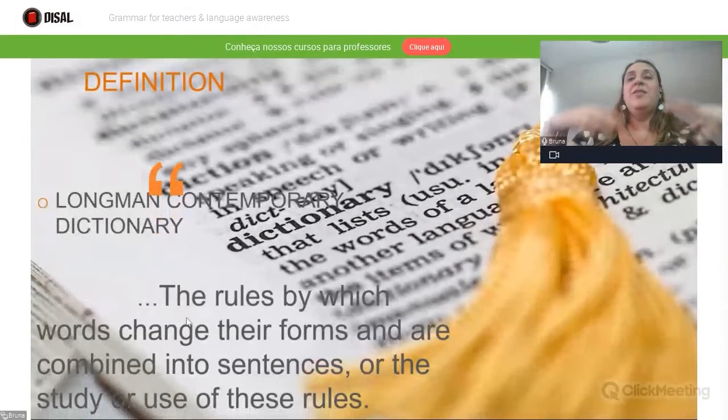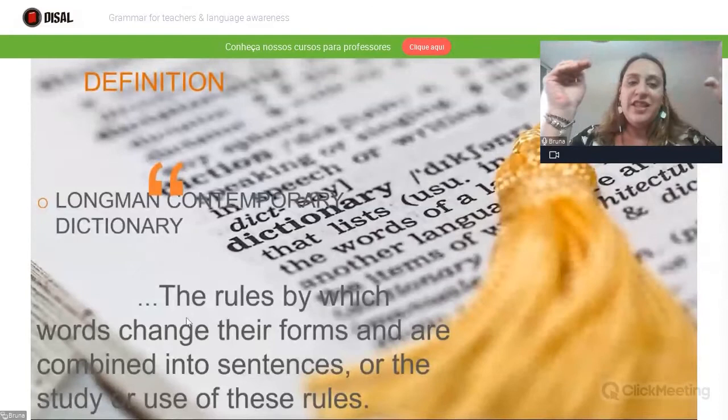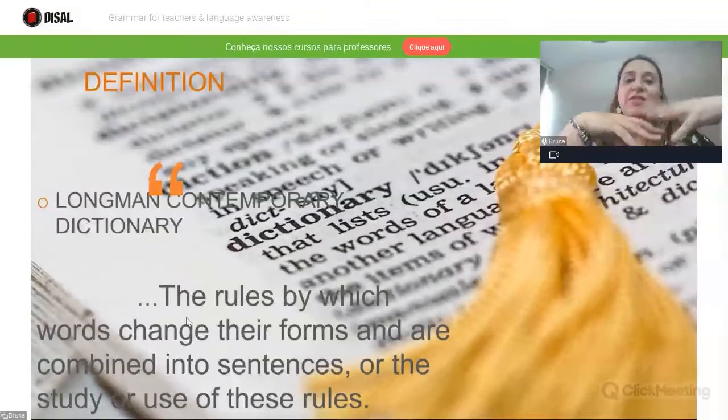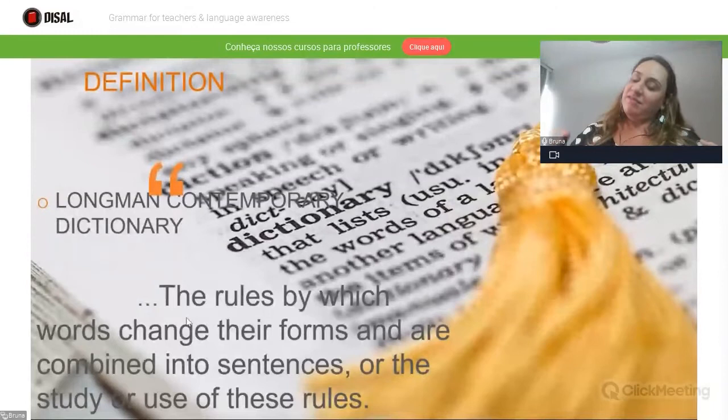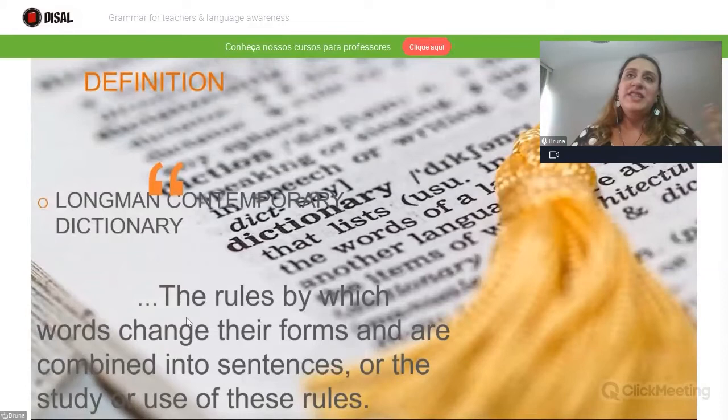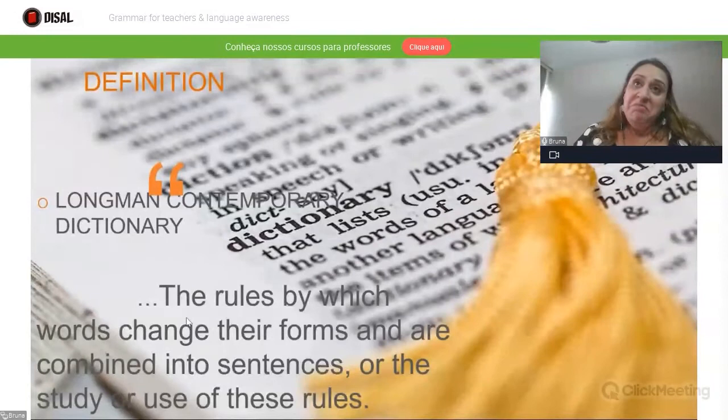The rules by which words change their forms and are combined into sentences, or the study or use of these rules. So basically speaking, the Longman Dictionary would define grammar as rules, and it's a combination of those, because there will be the change of forms and they will be combined into sentences, and then it's going to be about the study or use. That's basically what grammar does.